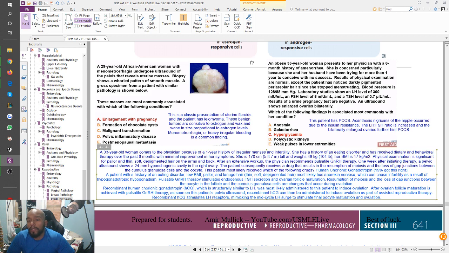And the way they worded the question was what really caught people off guard. But you should look at your answer choices and just know what you're trying to achieve in this question, and then figure out what will be the best thing to give this patient anyway, right? Because this last sentence that they gave her a drug that causes the resumption of meiosis and the loss of gap junctions between the cumulus granulosa cells and oocyte. What does that mean? That can actually be very, very intimidating.